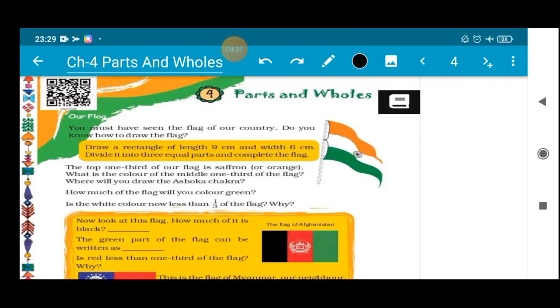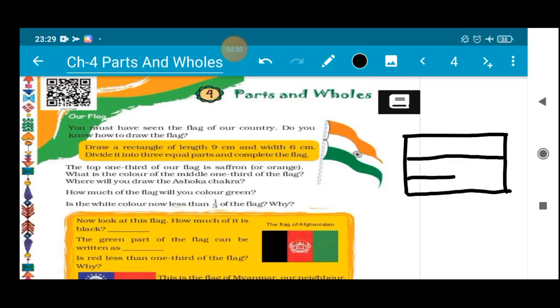So you people know how to make the flag. Actually, a flag represents a rectangular shape. It is a form of a quadrilateral, right? But what we are doing, we are making two lines here. So at the first, it is representing the orange, a type of orange, which is called saffron.